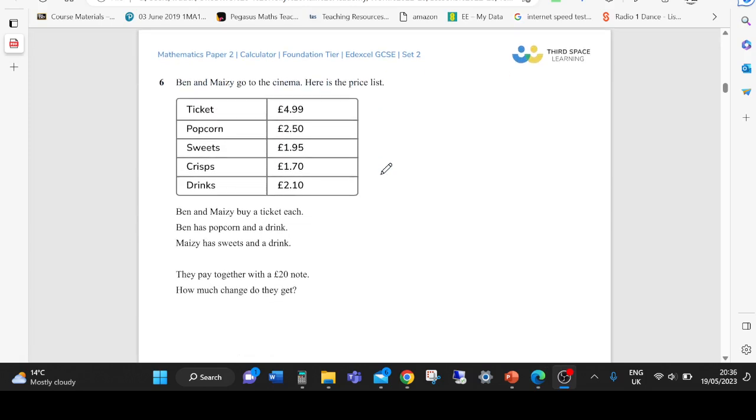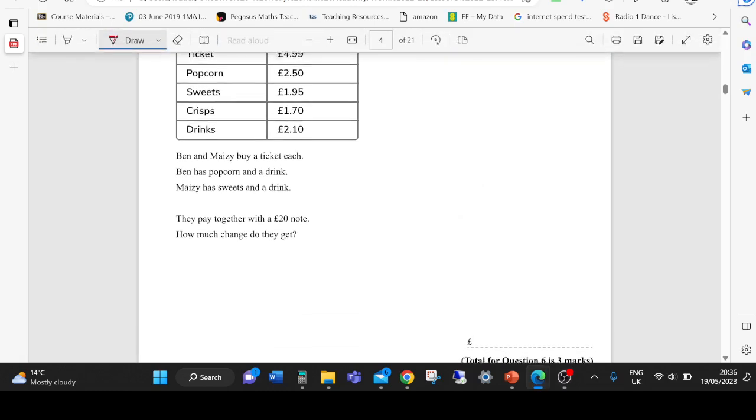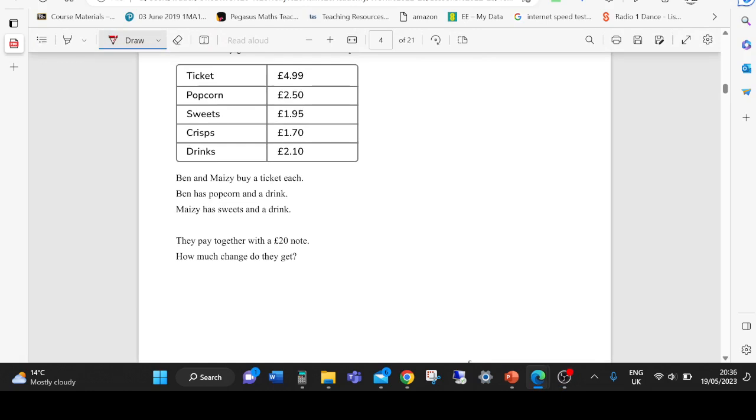Question 6. Ben and Maisie go to the cinema. Here is the price list: tickets, popcorn, sweets, crisps, drink. Ben and Maisie buy a ticket each. Ben has popcorn and a drink. Maisie has sweets and a drink. They pay together with a £20 note. How much change do they get?